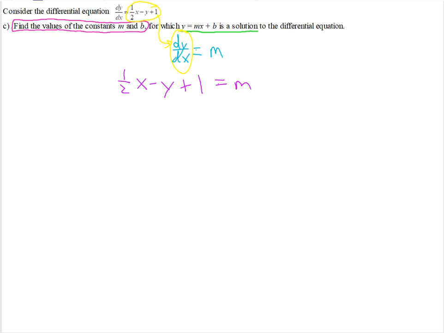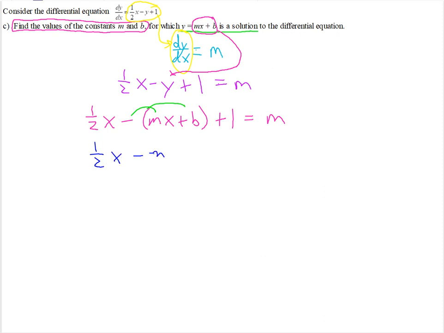So the way you get that b in there is notice we have a y here, right? And remember, we know for this, y is equal to mx plus b. So we can use another substitution and substitute mx plus b in for y. So then we'll have 1/2 x minus, instead of y, mx plus b in parentheses, plus 1 equals m. And then if we distribute out the negative, we'll have 1/2 x minus mx minus b plus 1.